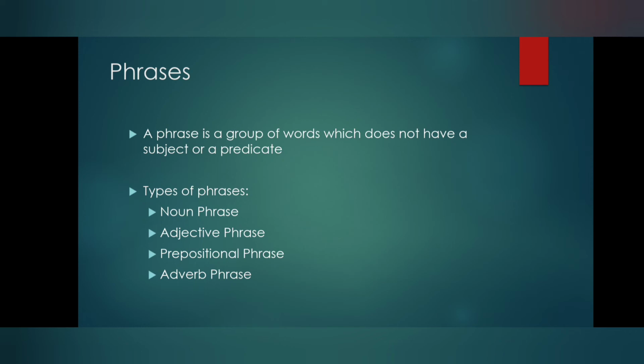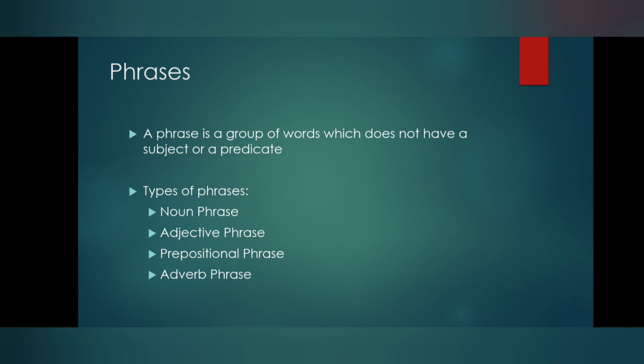Third one is the prepositional phrase. This type is composed of a preposition, an object of the preposition, and its modifiers. The fourth type of phrase is the adverb phrase. This type functions as an adverb and starts with a preposition.